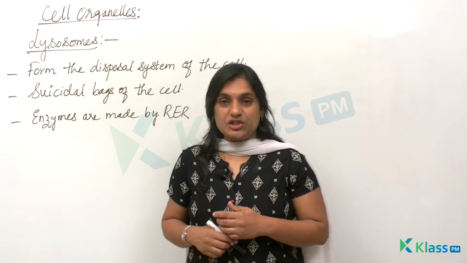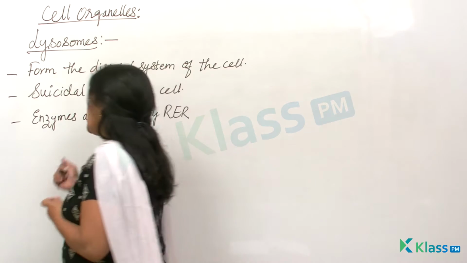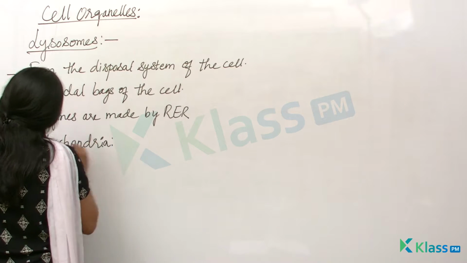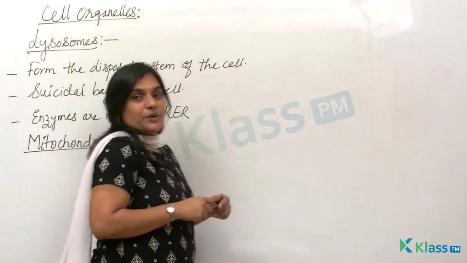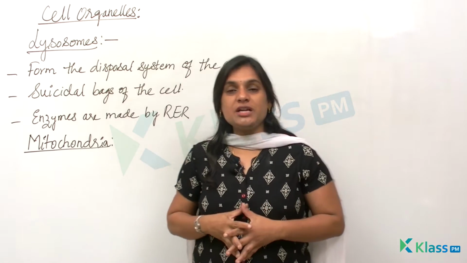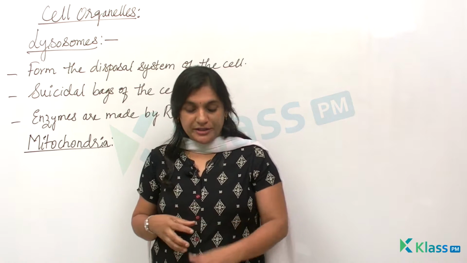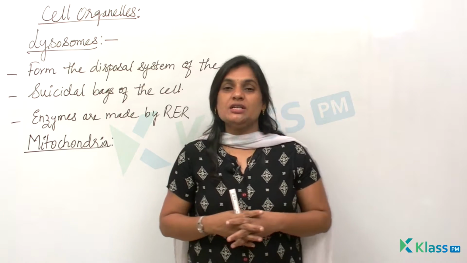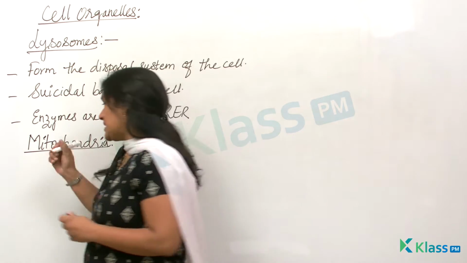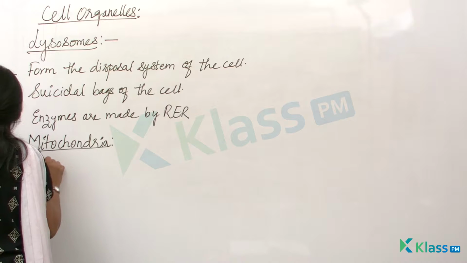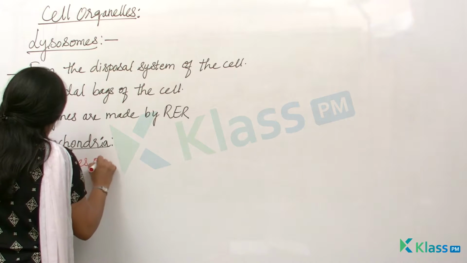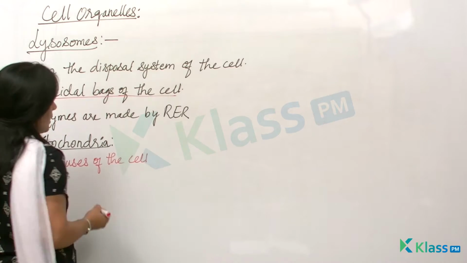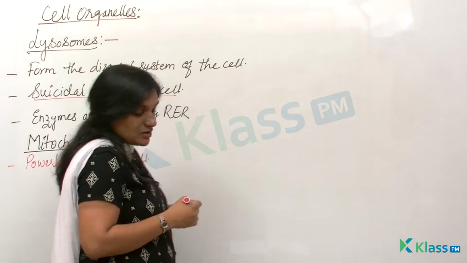Now let us continue with the next cell organelle, that is mitochondria. Mitochondria is another membrane bound organelle which is present within the cell. And this mitochondria is known as the powerhouse of the cell. The mitochondria are called the powerhouses of the cell.